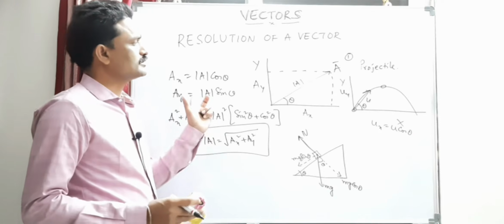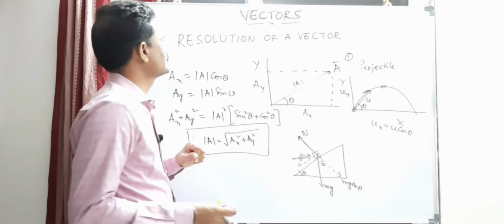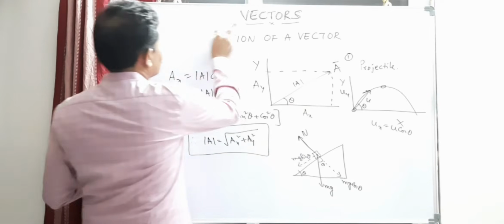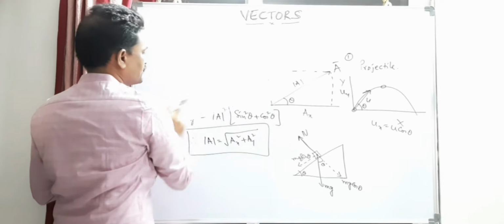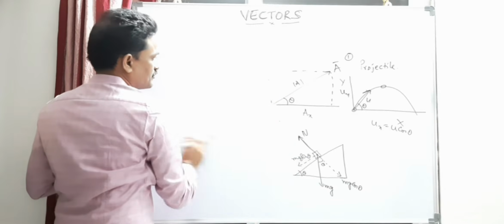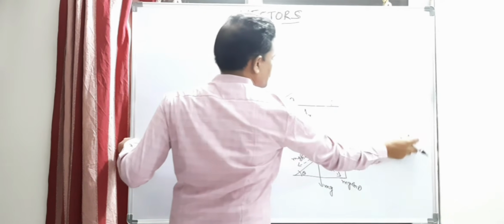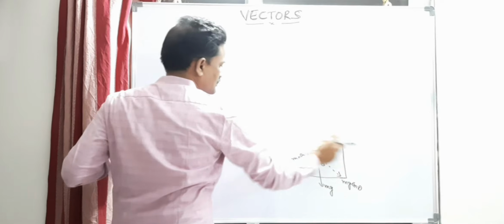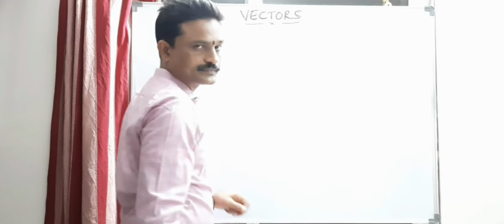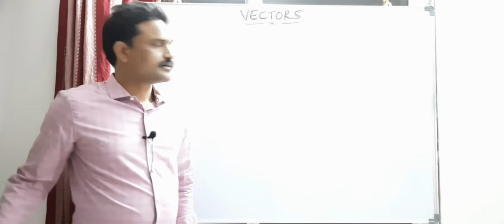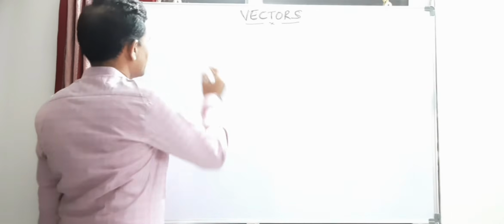That is, as I told you, quite opposite to the parallelogram law of vectors. Now let us go to the multiplication part of the vectors. There are three types of multiplications, but only two are important with respect to intermediate, but the third one is also important with respect to your entrance exams. Now we will discuss multiplication of vectors. There are three types.